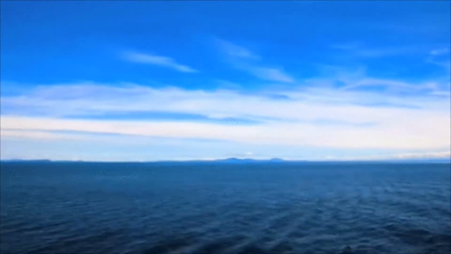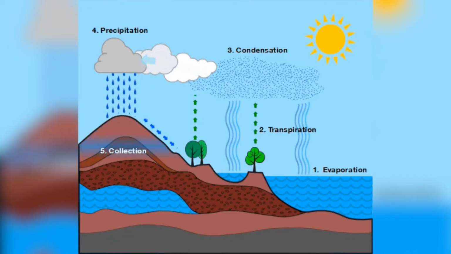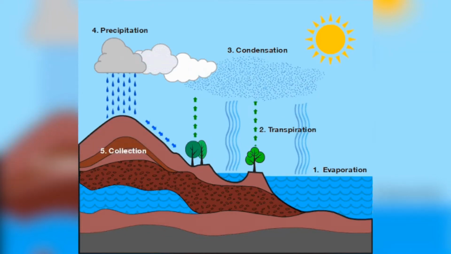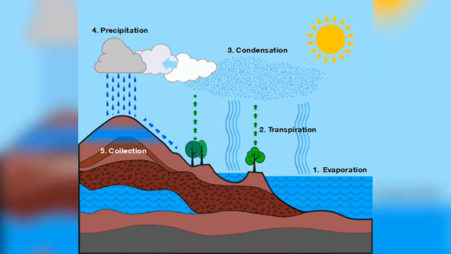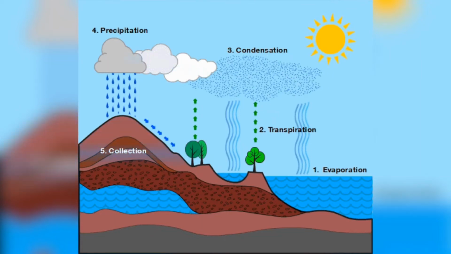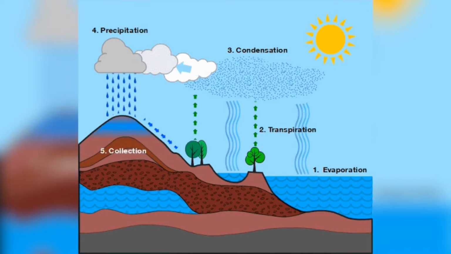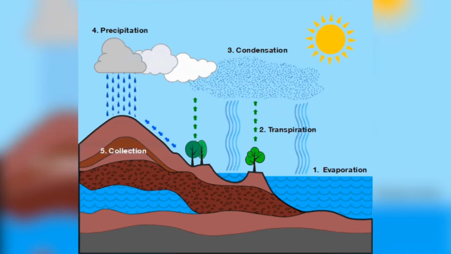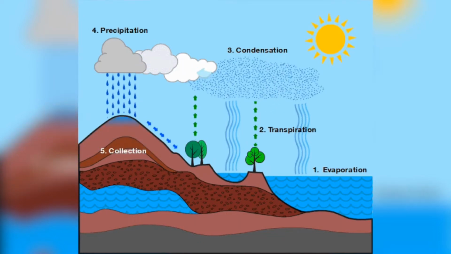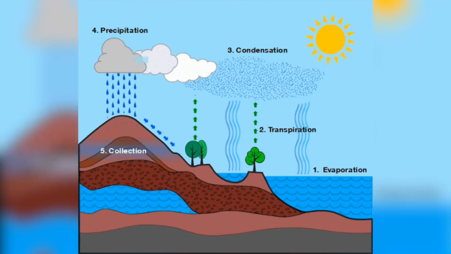Let's see the processes of the water cycle. The water cycle is driven by the sun's energy. The sun warms the ocean surface and other surface water, causing liquid water to evaporate, and even ice to sublime, which turns directly from a solid to a gas. These sun-driven processes move water into the atmosphere in the form of water vapor.